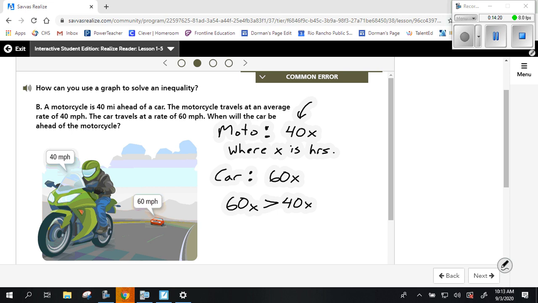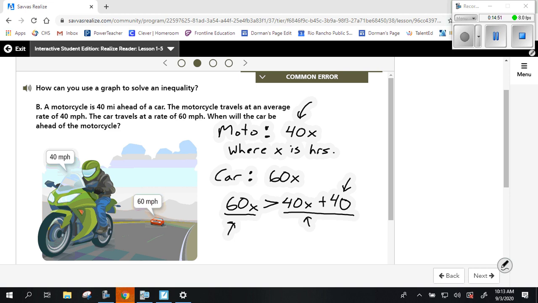So we're saying, if I input some x here, it tells me how far the car has gone. For this, if I input some x here, it's going to tell me how far the motorcycle has gone, except that we have to take into account that the motorcycle has already traveled 40 miles. So there's our inequality that we have to solve. Let's go ahead and solve it by graphing.